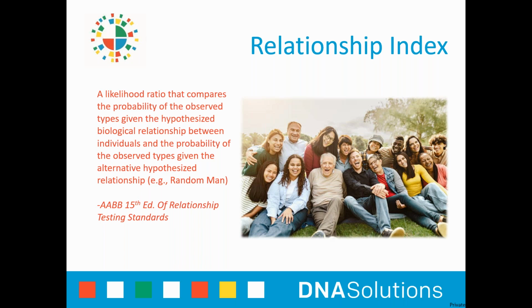The other thing you'll obviously have seen on your reports is the relationship index. And so the AABB, our accrediting body, are fonts of wisdom about relationship testing. I'm on several committees for theirs, and it's always fun, but they have a definition of likelihood ratio. They say a likelihood ratio compares the probability of the observed types given the hypothesized biological relationship between individuals and the probability of the observed types given the alternative hypothesized relationship. So all these answers come in as a likelihood ratio. They're in terms of comparing two hypotheses, which in the case of paternity is often the random man.